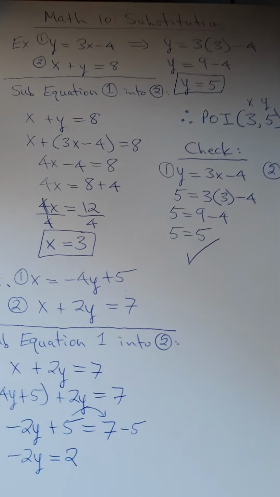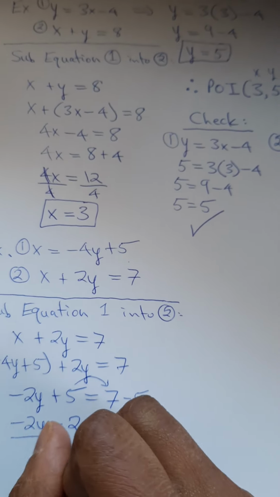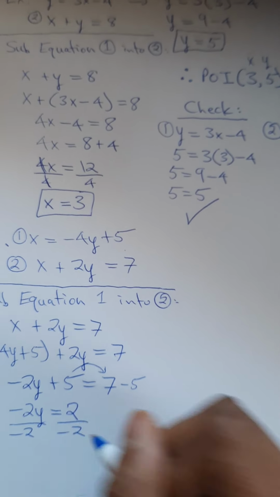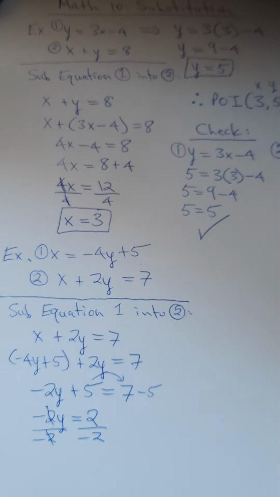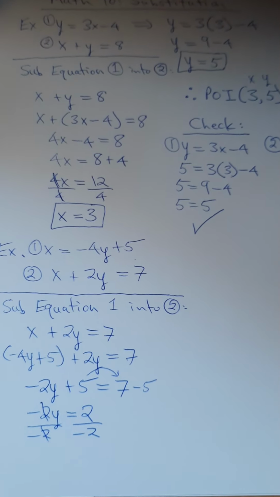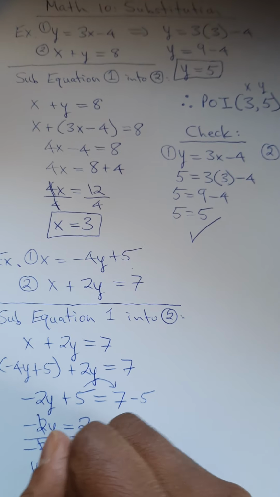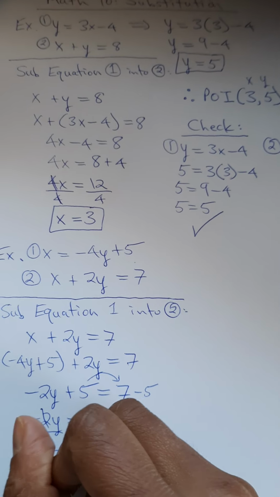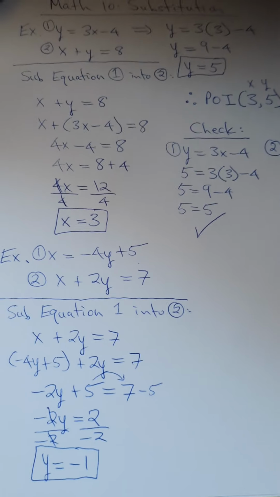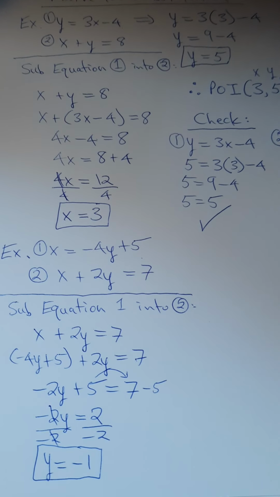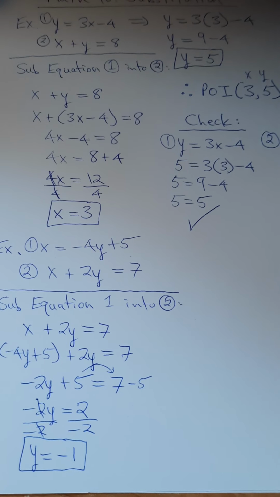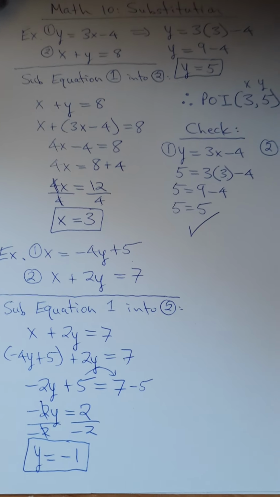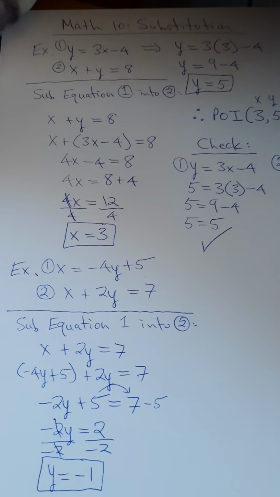Make sure when you are dividing this, I divide it by negative 2. The signs are very important. So this negative 2 is going to cancel out here, and I see that y is equal to negative 1. You notice it doesn't really matter if you're solving for x or y. I just have to make sure the answer is correct. I have my y value, which is negative 1.